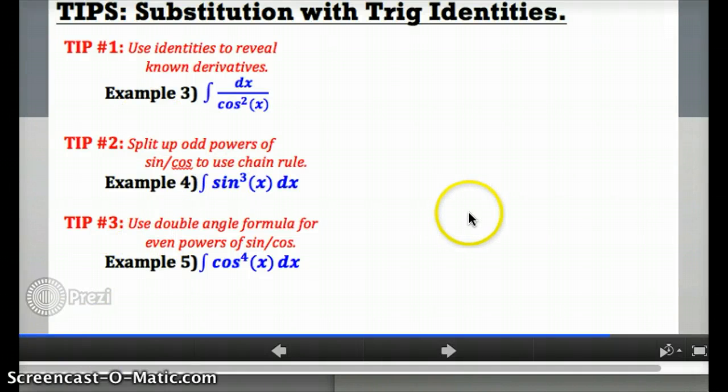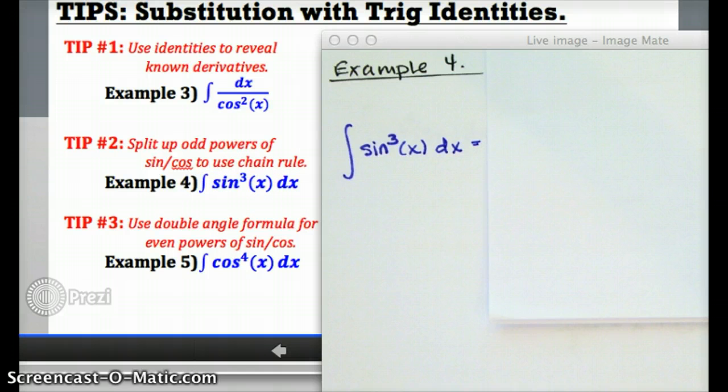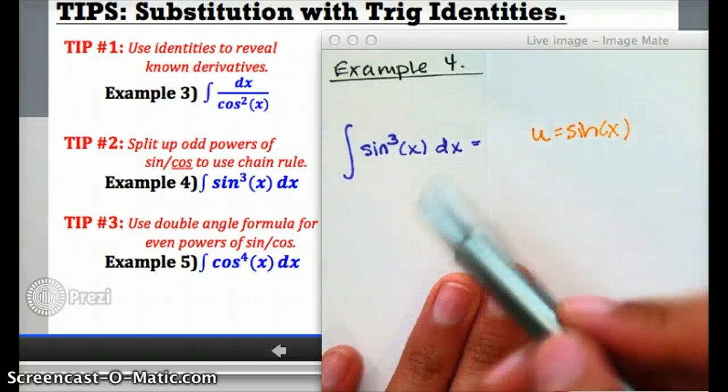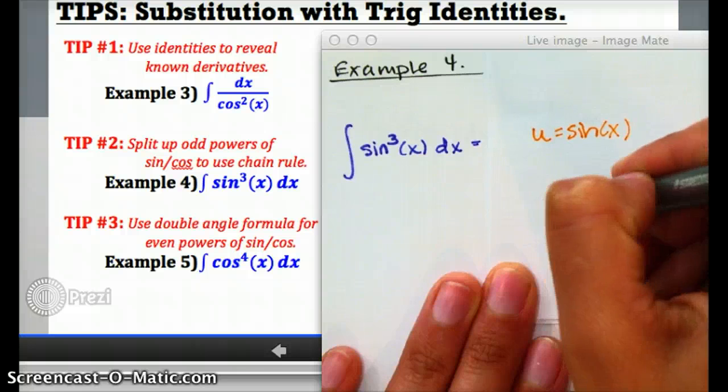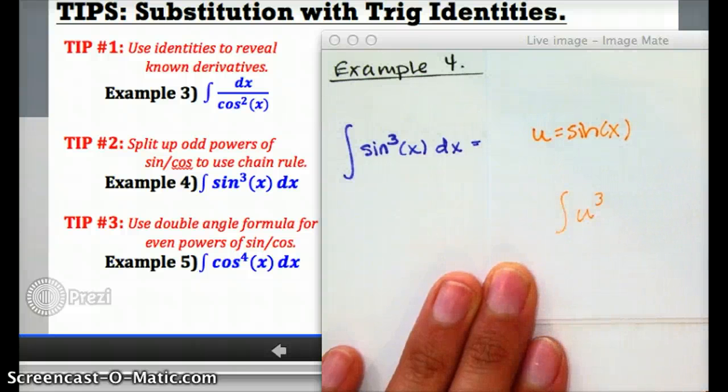Okay, tip number 2. Tip number 2 says split up odd powers of sine or cosine to use the chain rule. Notice the 3 right here. Sine cubed of x means that sine of x is being cubed. It's an odd power. This trick that I'm going to show you only works if you have odd powers specifically. When you first see this integral, sine cubed, your instinct might be that we should choose u to be sine. And that makes some sense because then this integral would just end up being the integral of u cubed, and that's a pretty easy integral.